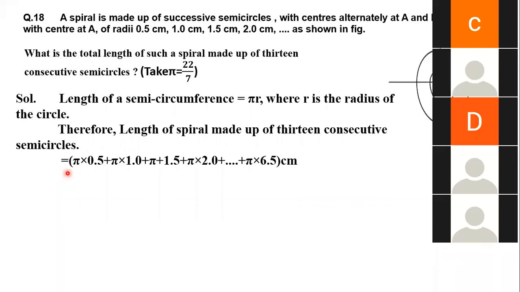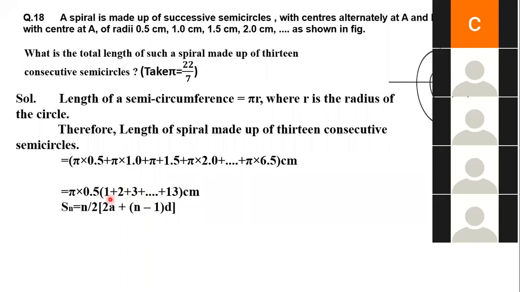And the numbers are 0.5, 1, 1.5, 2, up to 6.5. What number can I take out common here? 0.5. Yes, I'll take out pi into 0.5 as common. So I'll be getting 1 plus 2 plus 3 and so on. 0.5 into 1 is 0.5, 0.5 into 2 is 1.0, 0.5 into 3 is 1.5. Are we getting the same, children? Yes, ma'am. Any doubt here?